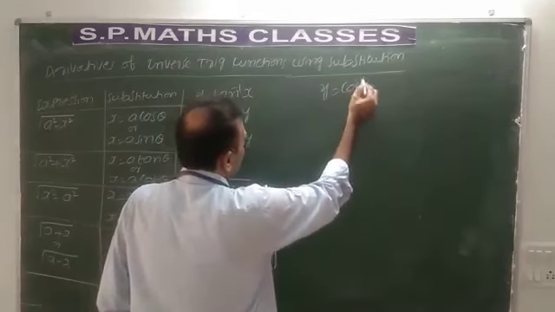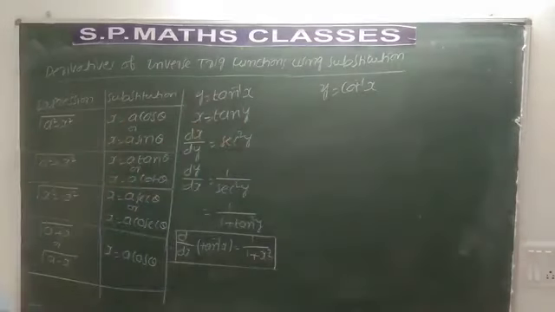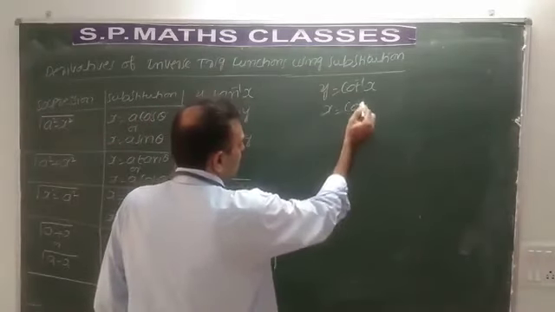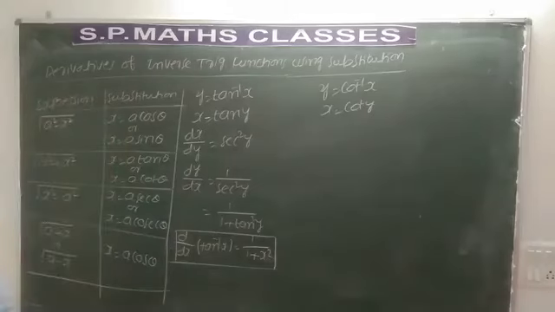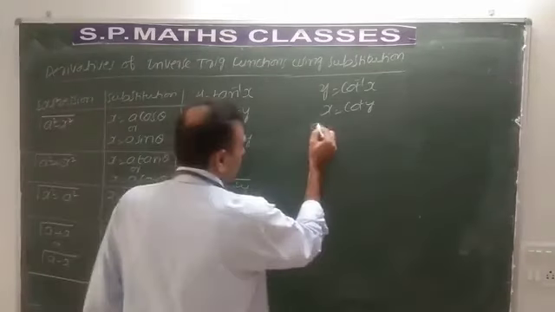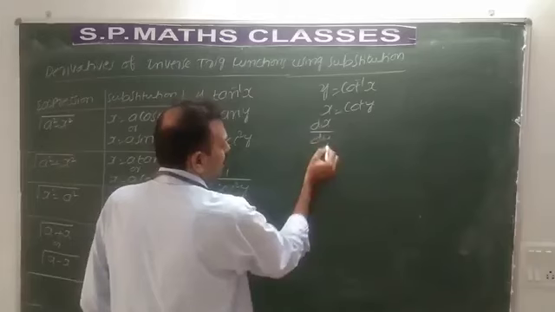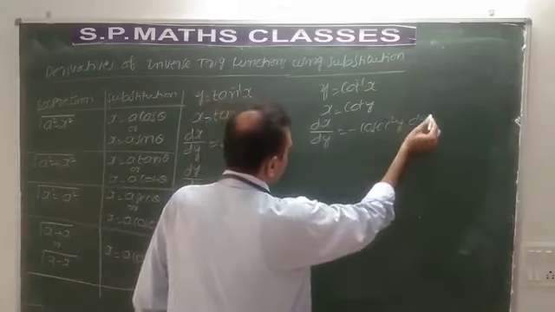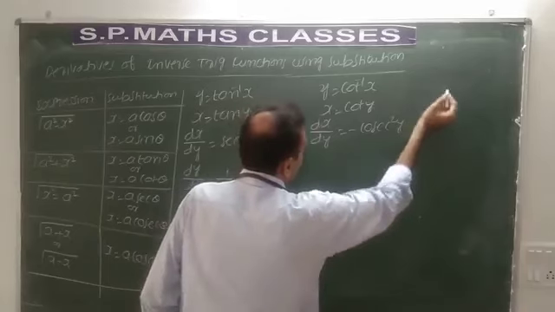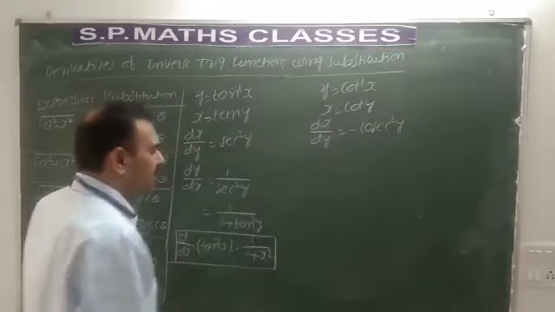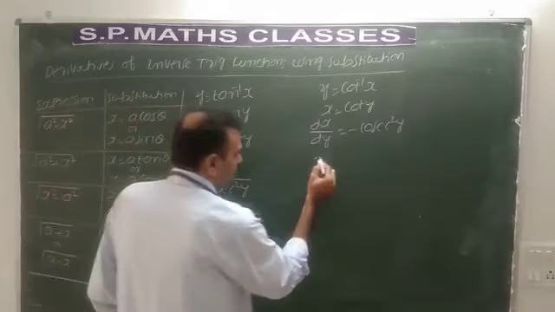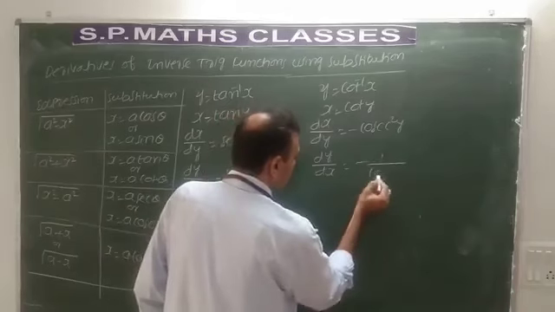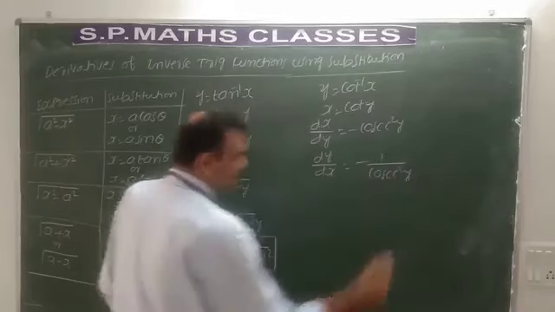y is equal to cot inverse x. y is equal to cot inverse x means x is equal to cot y. Let us differentiate that with respect to y. dx by dy is equal to minus cosec squared y, because we are differentiating with respect to y. Take the reciprocal, or cross multiply, dy by dx is minus 1 by cosec squared y.